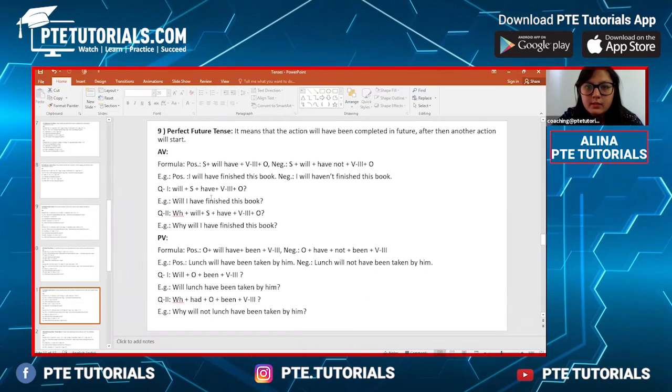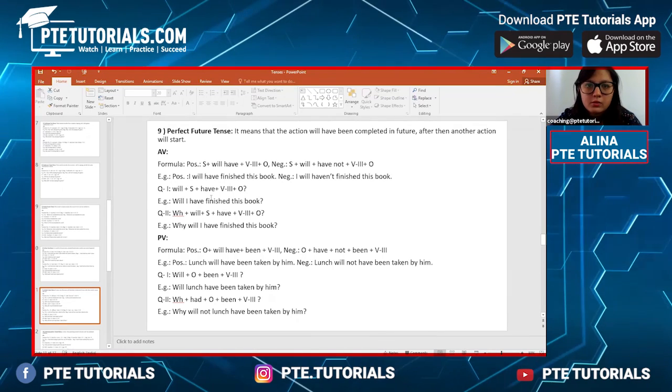Perfect future tense means that the action will be completed in the future before any other action starts. I will have finished this book before going to school. I will have finished this book before starting another one. So I will surely have this thing completed in the future before starting anything else. So a past thing has an effect in the future.